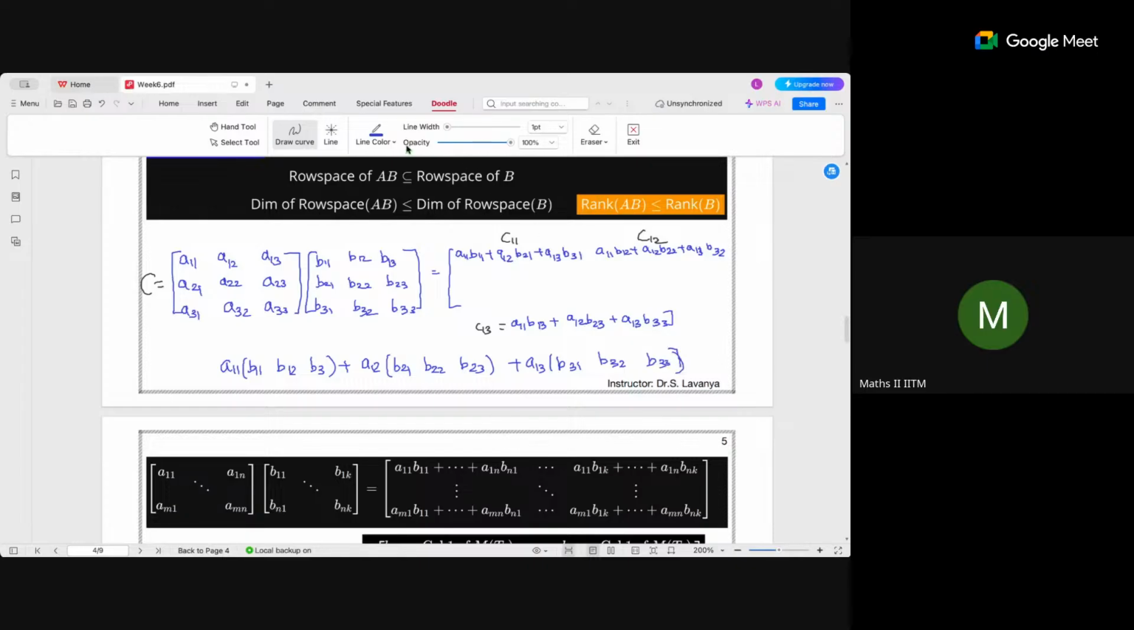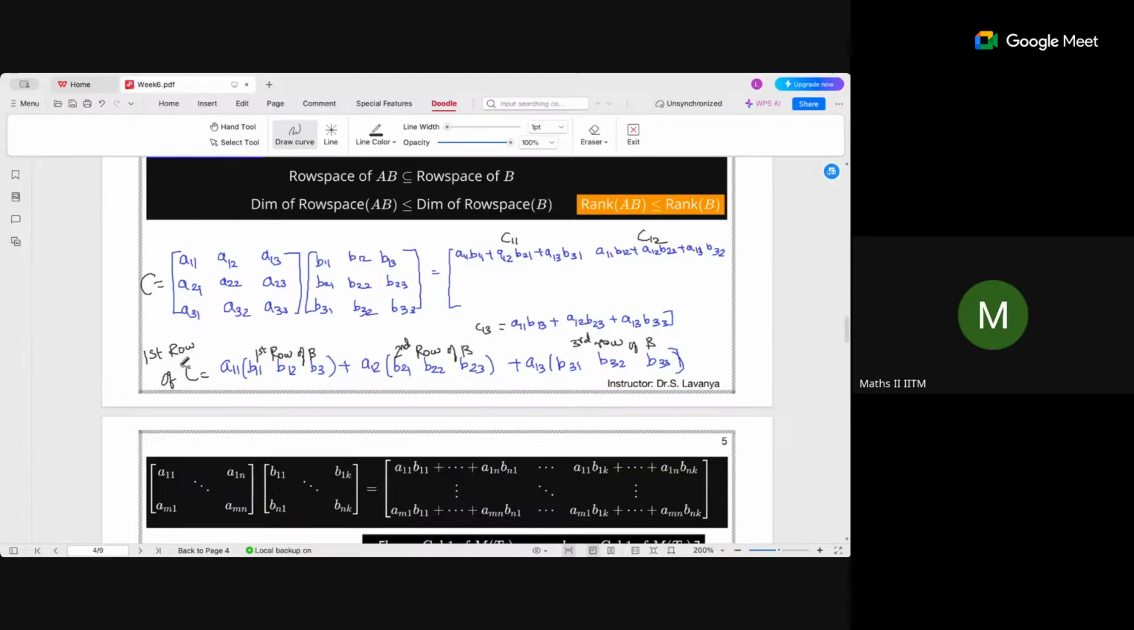So this is the first row of C. This is the first row of B, second row of B, third row of B. So you are having three vectors and you are having a linear combination.